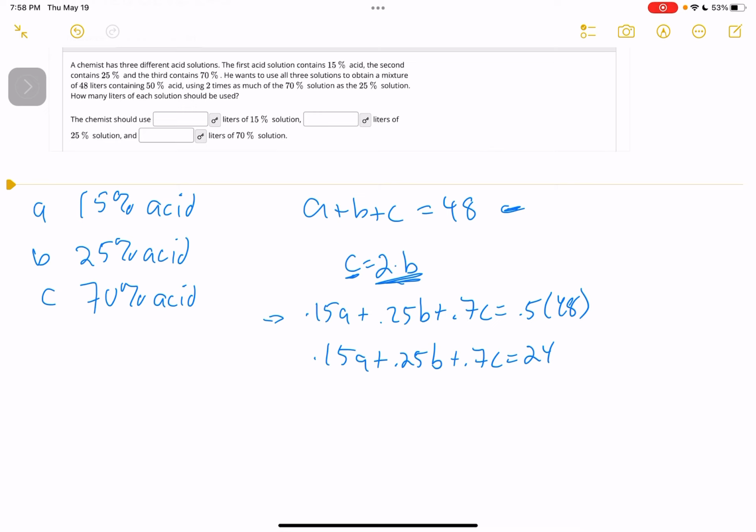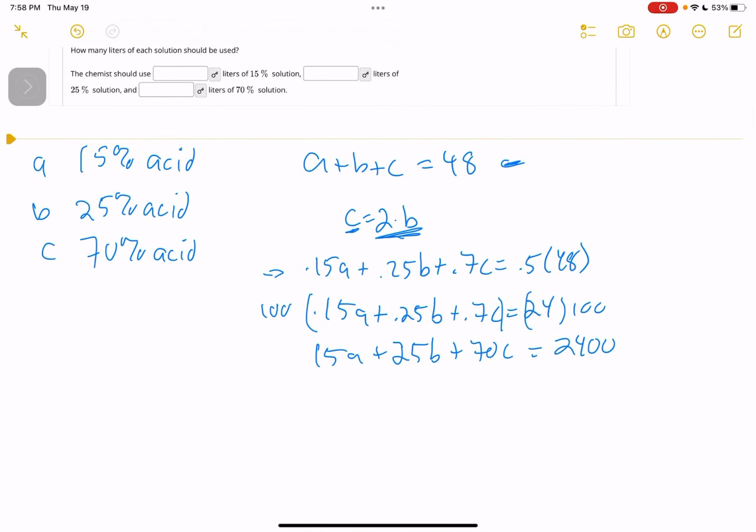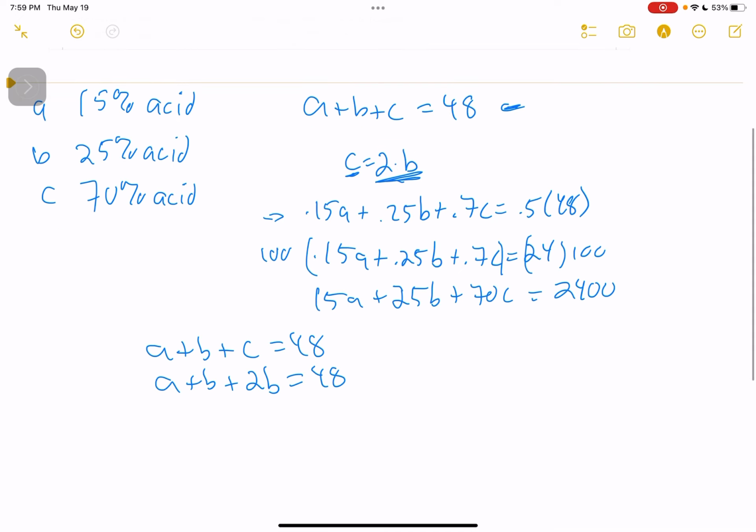And again, I don't like dealing with decimals, so I'm just going to clean it up by multiplying everything by 100. So I have 15A plus 25B plus 70C equals 2400. So what I'm going to do is eliminate the C variable because I have C equals 2B. I can eliminate that from 2 equations. So on my A plus B plus C equals 48, I'm going to say A plus B plus 2B equals 48. Or A plus 3B equals 48.